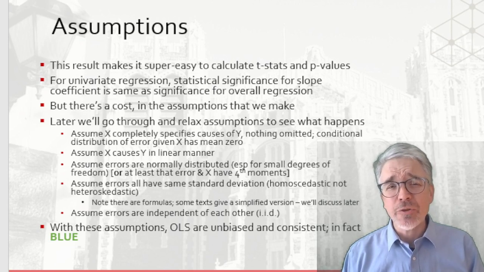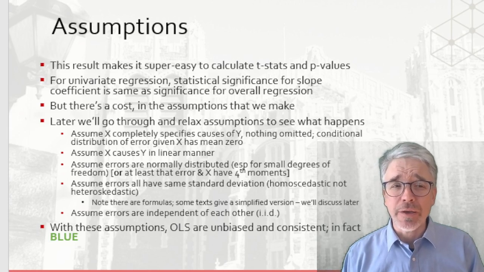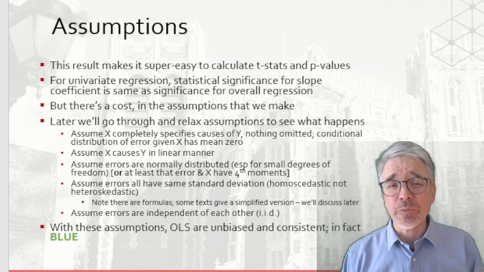To get these easy interpretations, there's inevitably some cost. The cost for this easy result of OLS is we have to make some assumptions. The biggest, hugest, most critical assumption is the first one, that x completely specifies the causes of y. There's nothing omitted, nothing else going on. Y is determined by x and some completely random error, and there's nothing else. That is a really strong assumption. It's a big deal.